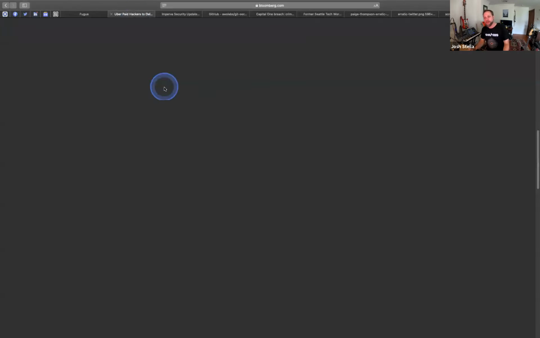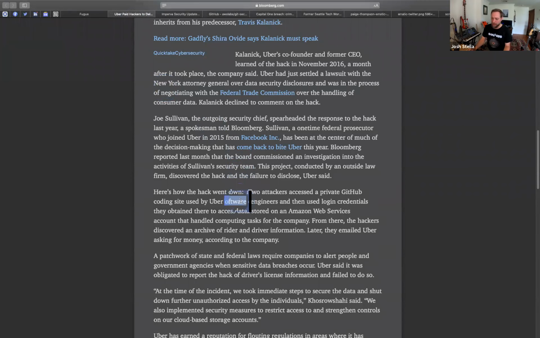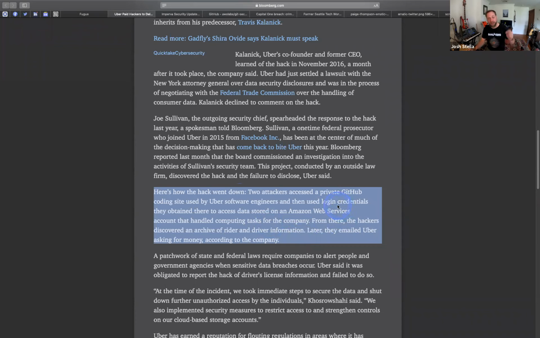All right, so in this case, from there, the hackers discovered an archive of rider and driver information. Later, they emailed Uber asking for money, according to the company. Back to motivation, in this case, money, pure and simple, right? To my knowledge, this data has never been published, probably because they got paid.